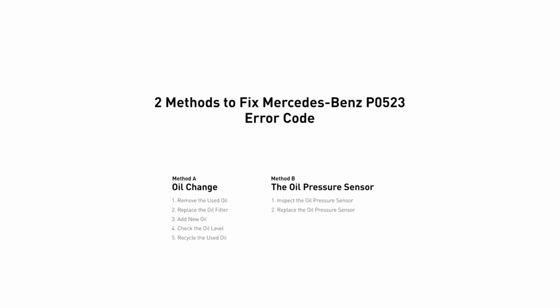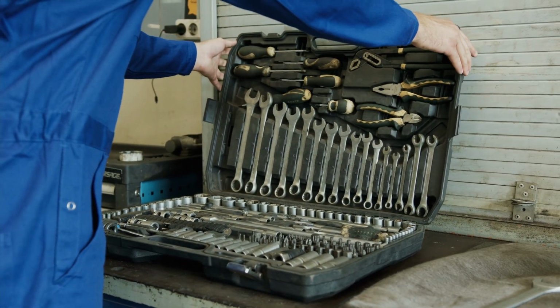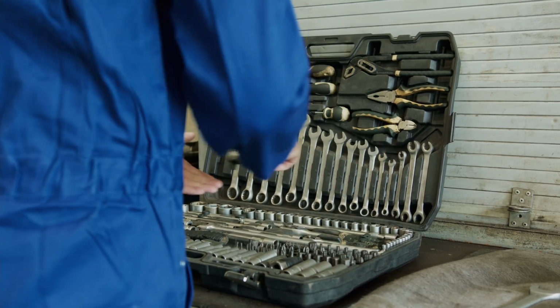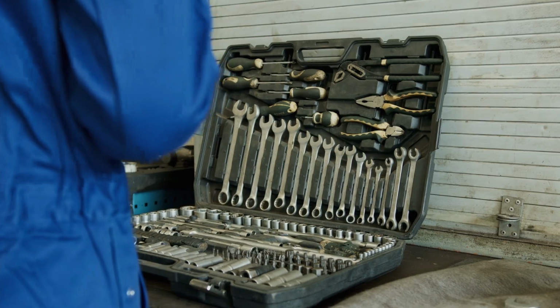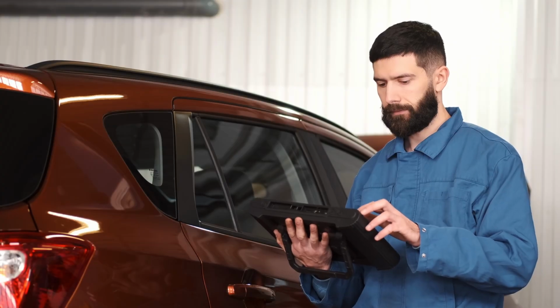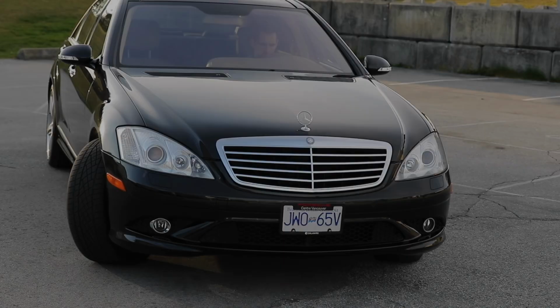So here are 2 of the most practical solutions to fix Mercedes-Benz's P0523 error code. Do not ignore this code. Incorrect oil pressure readings can lead to serious engine problems if left unresolved. The P0523 code is usually caused by a sensor or electrical issue sending high voltage signals. Proper diagnosis will help fix the problem quickly.